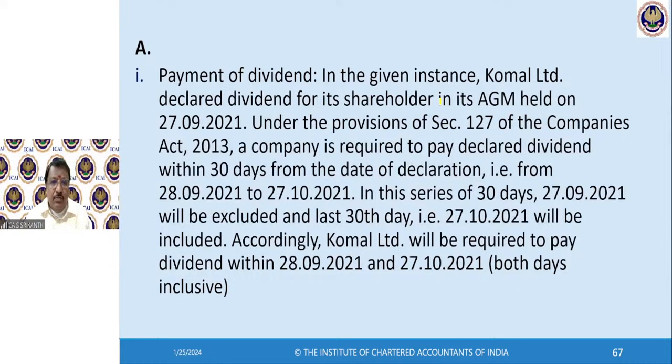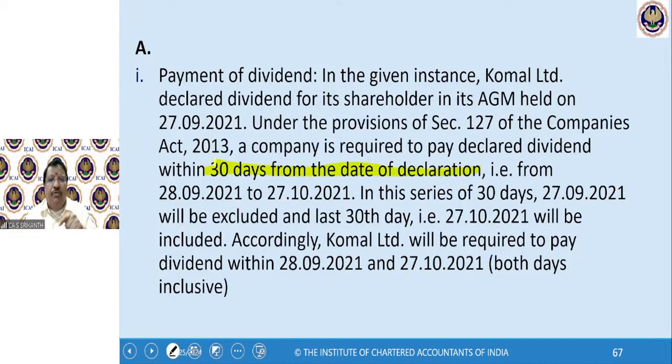While counting from a date to a date, exclude the date from. So here it says 30 days from the date of declaration. So the date of declaration should not be included. Thereafter, count 30 days. The last day, the 30th day, before midnight, you have to pay.